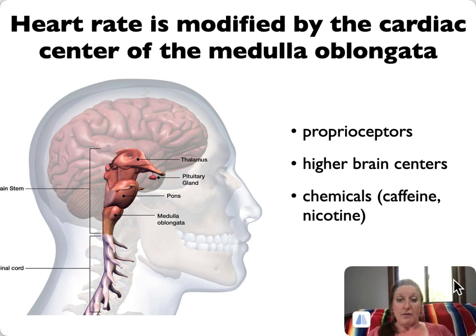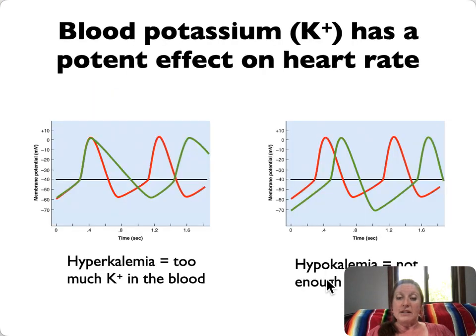Chemicals can affect heart rate as well. Two very common ones are caffeine and nicotine, and together they really increase the heart rate. And of course, there are other drugs, some legal, some not legal, that will also increase the heart rate. Finally, potassium has a huge impact on heart rate. And if we look at the red here, this is what a normal membrane action potential looks like in the SA node, right?